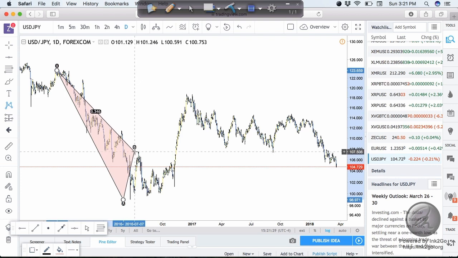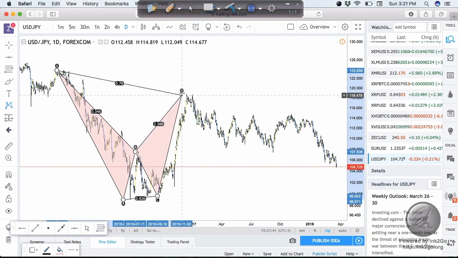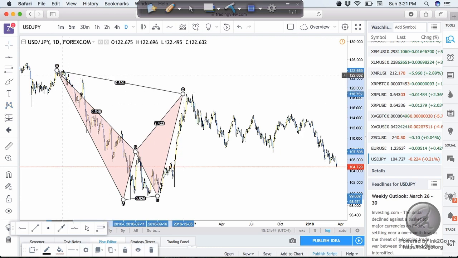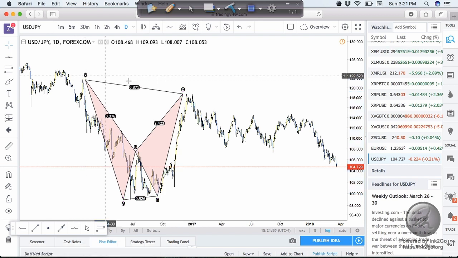So for this harmonic, what we're looking for is the 38.2 here. So I think I drew it from the wrong high there already. We look for around the 88.6 for C, and for this harmonic we will be looking for the 88.6 as well for the D point. So now with harmonics, the market clearly is not always going to move perfectly, but what we get, now I'll spot it out for you.